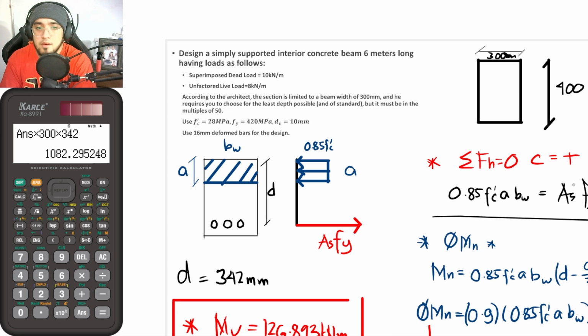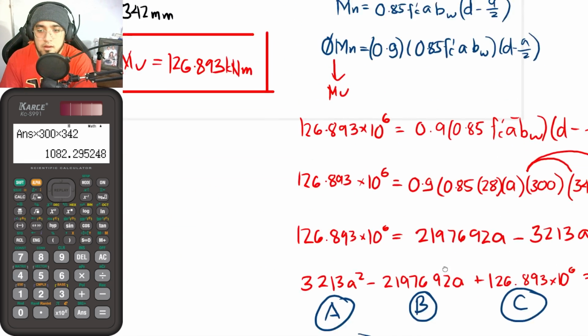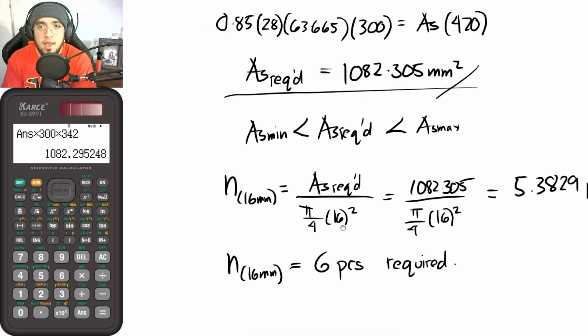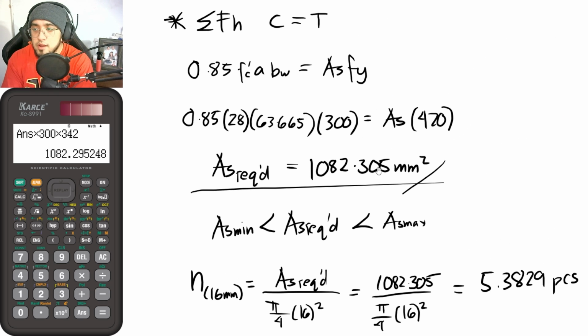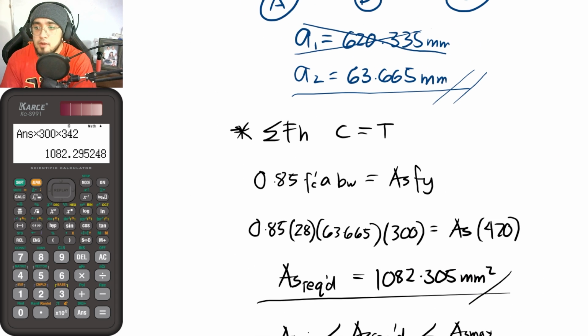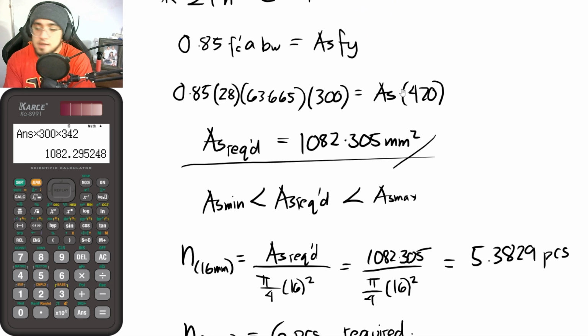So in our previous solution here, our AS required was 1082.305, and our answer now is 1082.295. We only have slight discrepancies because we had rounded our answers for A, okay? But essentially, as you can see in our calculator and in our previous solution, they are essentially the same. So it would be up to you which one you would be choosing in using. But then again, they are basically the same.